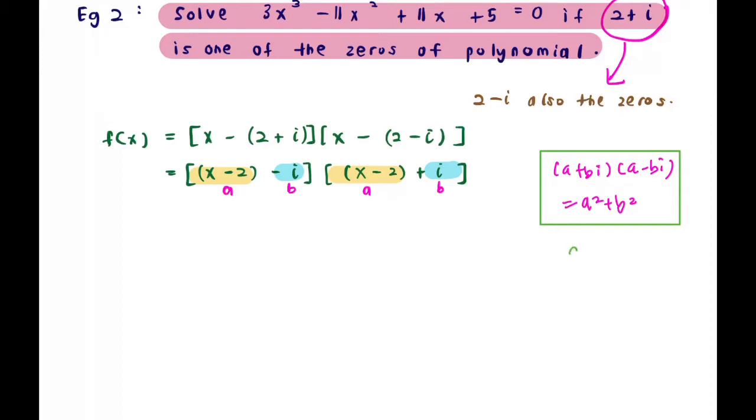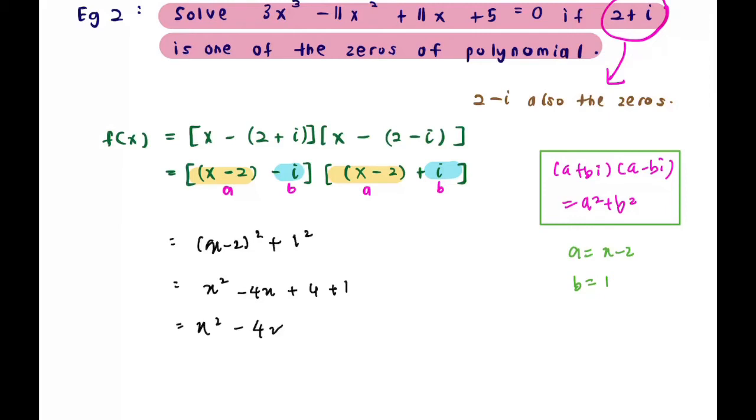So let's open up using the formula, which is a squared plus b squared. Let us first take out what our a is. Our a is x minus 2. And what is our b? Our b is equal to 1. So now let's open up the formula: a squared plus b squared. So now let's expand this. This is x squared minus 4x plus 4 plus 1. Therefore, this is x squared minus 4x plus 5.